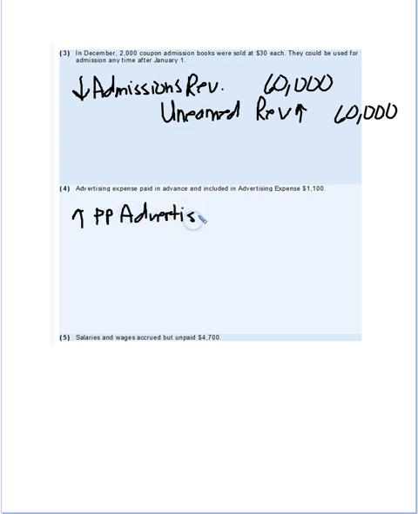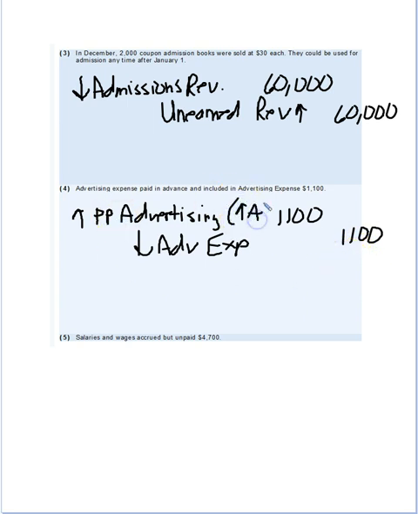So debit the asset account, $1,100, and we're going to take it out of the advertising expense account to make that correction. So we want to take costs out of the expense and put it into the asset. Again, we're increasing an asset there.